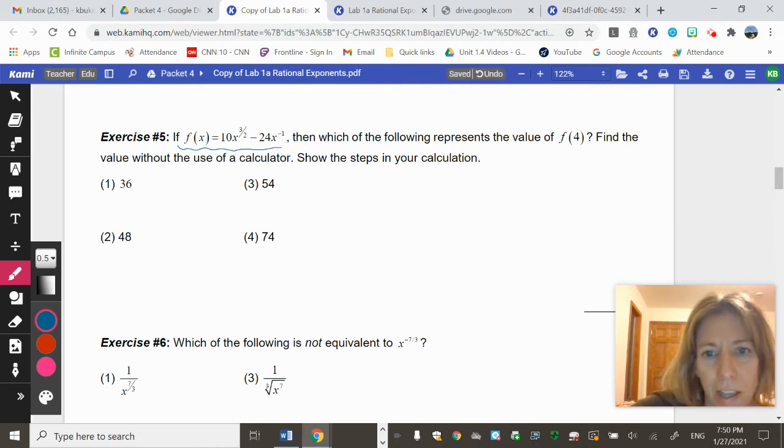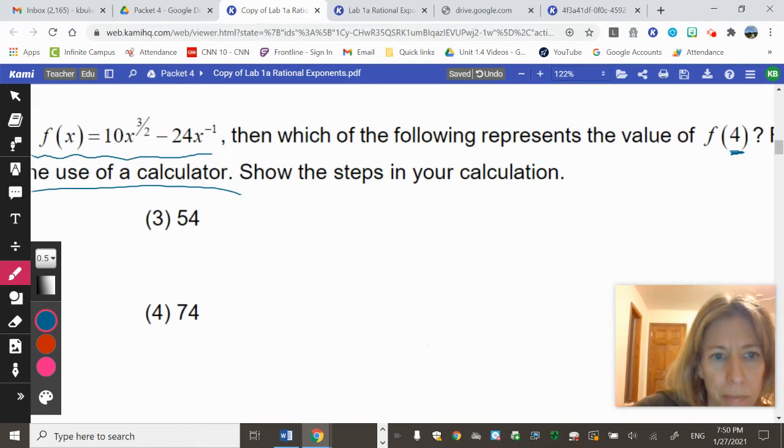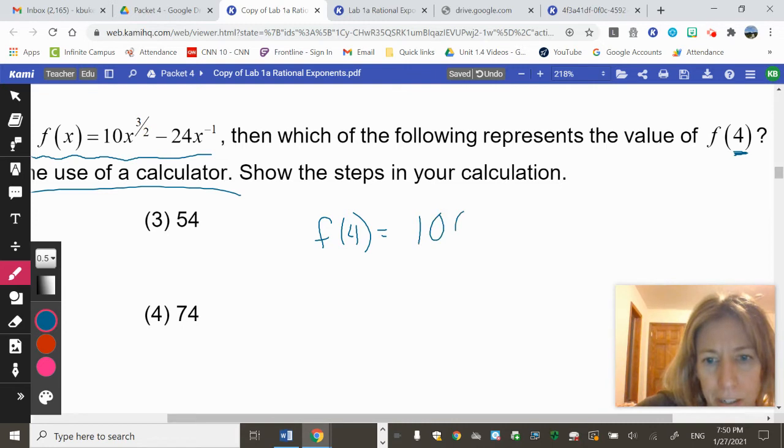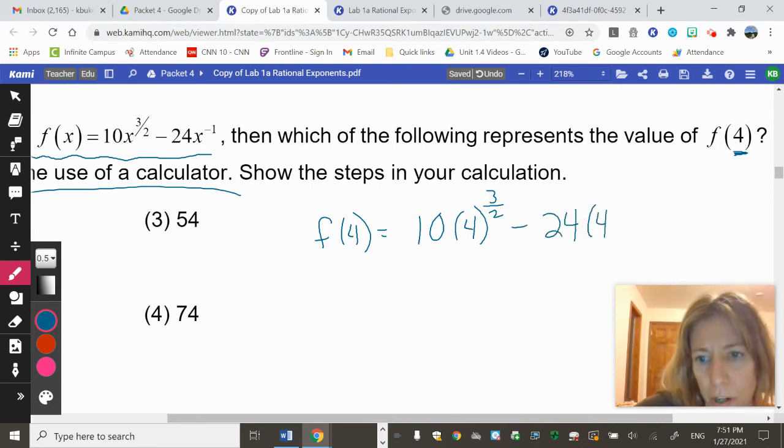a function, and they want us to input a +4 in for x for the function, and we're going to do it without the use of our calculator, and we're going to show our steps. So maybe it looks complicated, but it's not so bad after all. Okay, we just need to get started and chip away at it. So we have 10 times 4 to the 3/2 minus 24 times 4 to the -1.